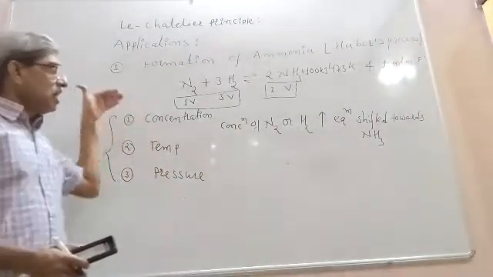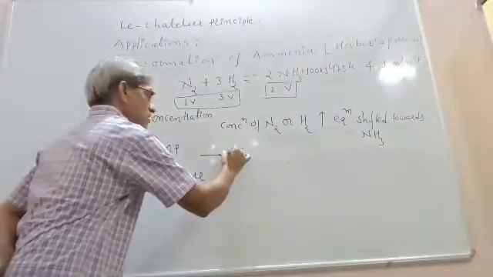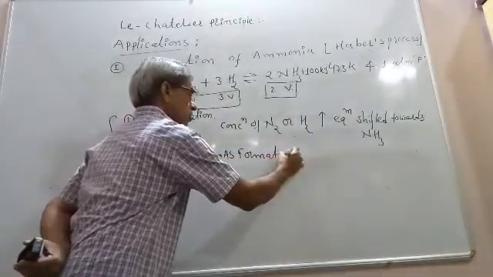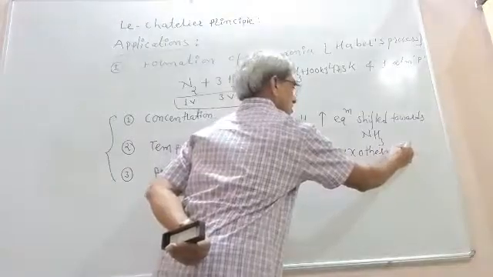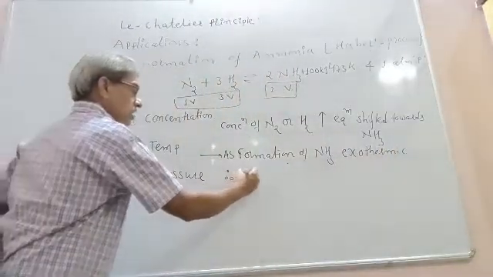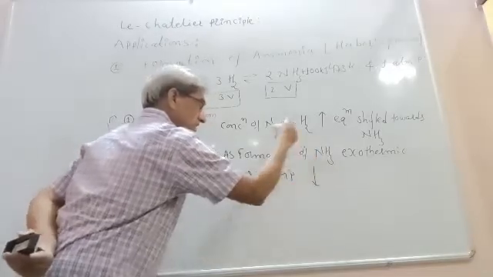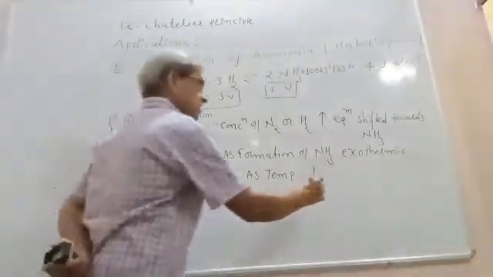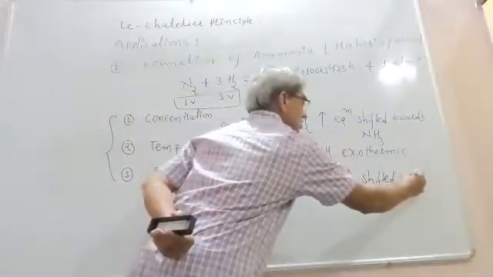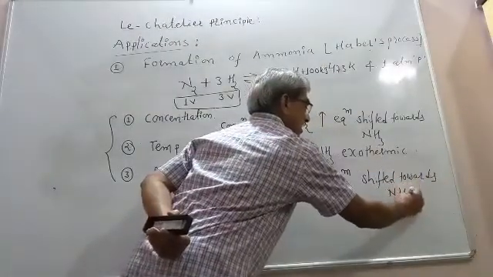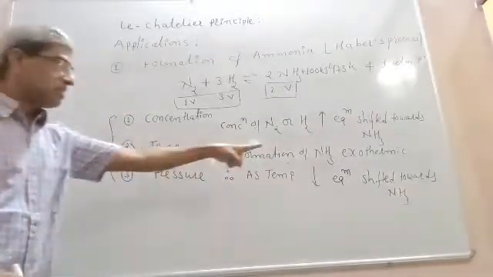Now second, temperature. As the formation of ammonia is an exothermic reaction, therefore as the temperature of this reaction decreases, the equilibrium shifts towards ammonia and more ammonia is obtained, because a decrease in temperature favors the exothermic reaction.